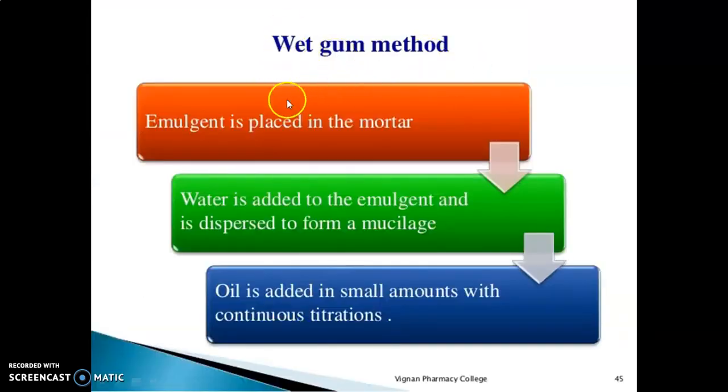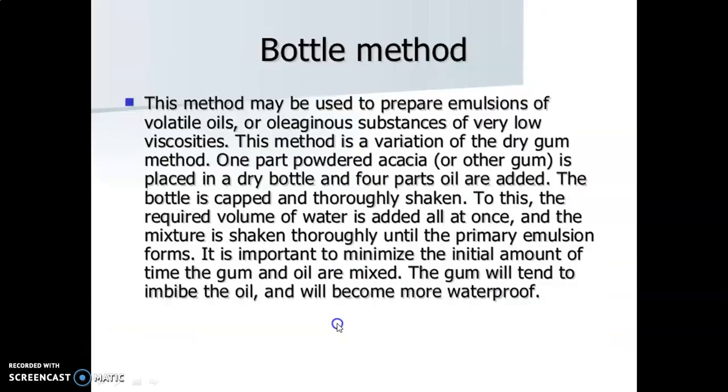The wet gum method is shown through the flowchart. Emulgent is placed in the mortar, water is added to the emulgent and is dispersed to form a mucilage, and then oil is added in small amounts with continuous trituration.